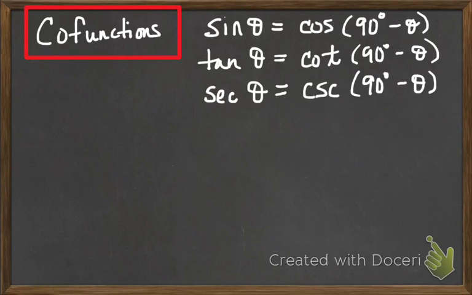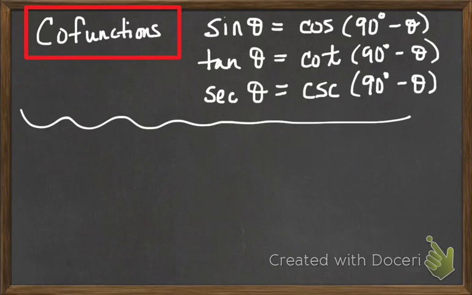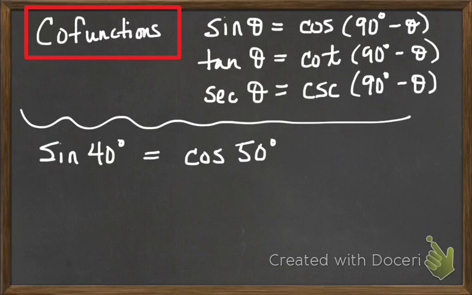So let me kind of, in just a real fairly simple explanation, show you what cofunctions are and why we use them sometimes. So, if I have the sine of 40 degrees, that is going to be equal to the cosine of 50 degrees. Okay? They're going to ask you for a cofunction value, and they're going to say, okay, what's a cofunction to the sine of 40 degrees? So you're going to have to know that sine and cosine are cofunctions. All right? And I got the 50 by doing 90 minus 40.